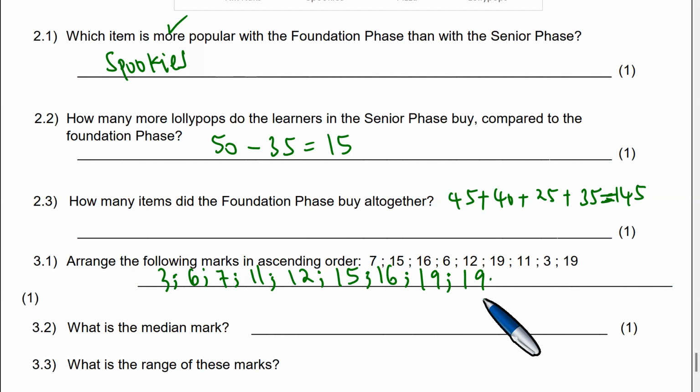So that's correct. So how many numbers are there altogether? How many numbers have we put? Okay, so we have 2, 4, 6, 8, 9, so 9 numbers with all of them. What is the median mark? And why? What do you think the median mark is and why?